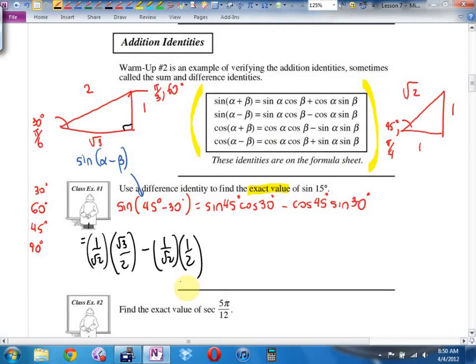Let me pause. You guys see what we're doing here? We're trying to find an exact value for 15, but we don't have a triangle that has a 15 degree in it. But what we can do is write an equation that works out to 15 degrees that has angles that we know in it as exact values, and then find those sines and cosines as exact values.